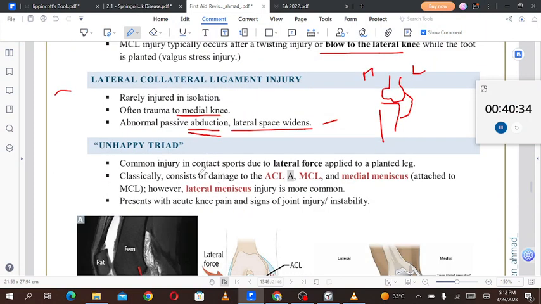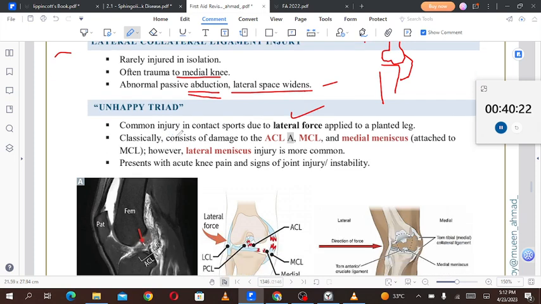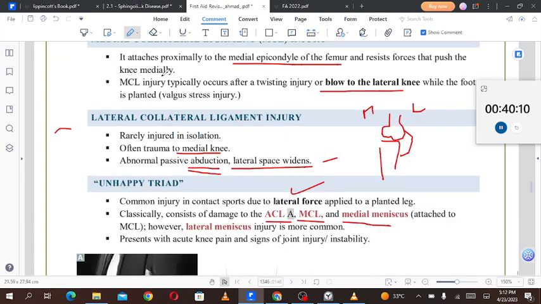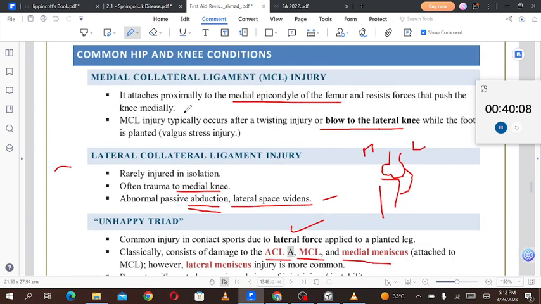So unhappy triad means a common injury in contact sports due to the lateral force applied to a planted leg. If there is lateral force applied to a planted leg, resultantly there will be an unhappy triad. It classically consists of damage to the anterior cruciate ligament, the medial collateral ligament, and the medial meniscus. Whenever there is a blow to the lateral knee, medial collateral ligament damage happens.